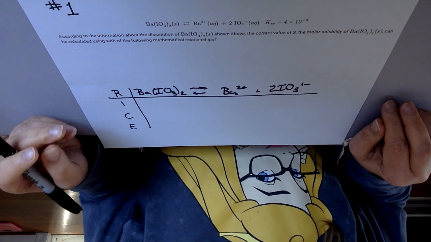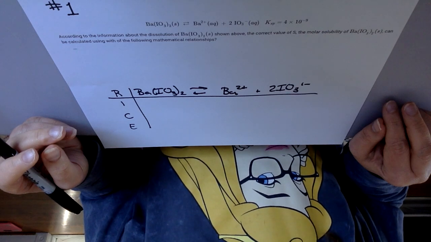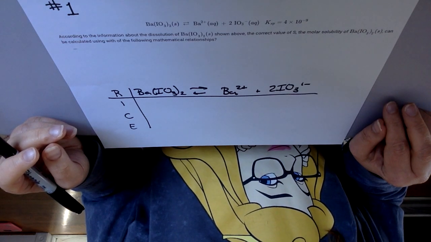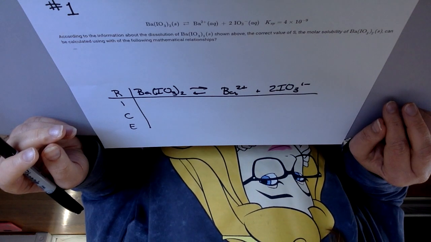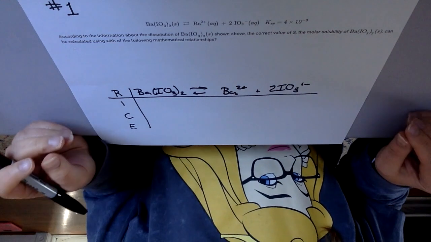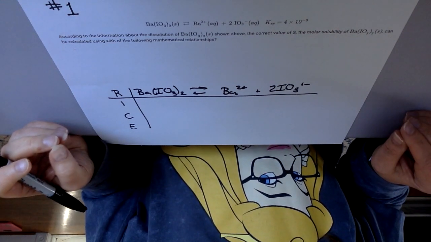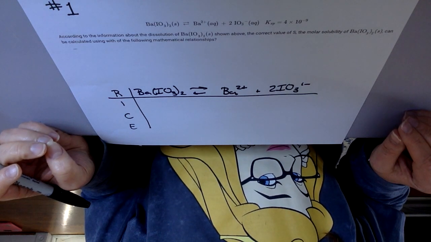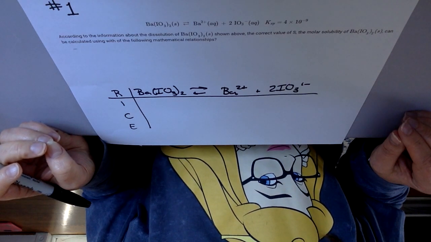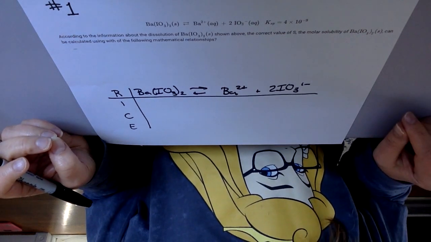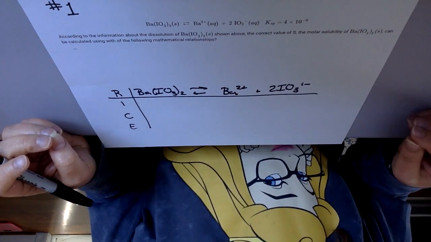So it shows the dissolution of barium iodate, and it reads, according to the information about the dissolution of barium iodate shown above, the correct value of S, and that's the molar solubility, the concentration that will dissolve of the barium iodate, which is a very insoluble salt. So it says the correct value of S, the molar solubility of barium iodate, can be calculated using what mathematical relationship? So we're going to figure that out.